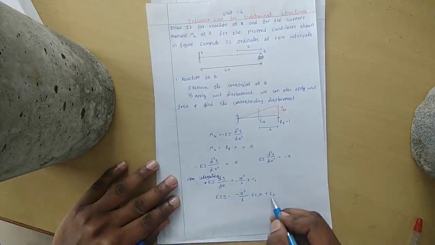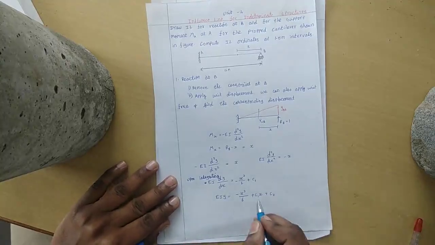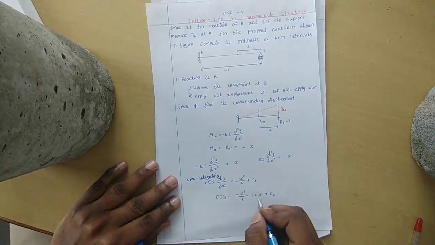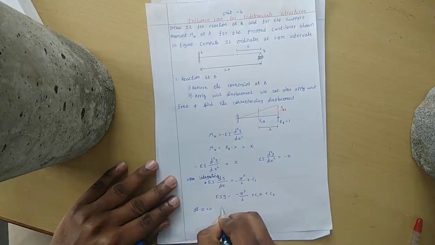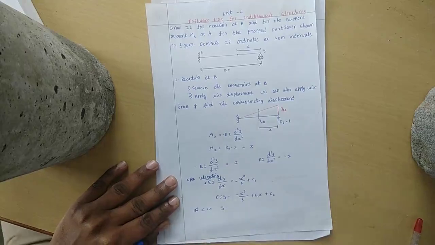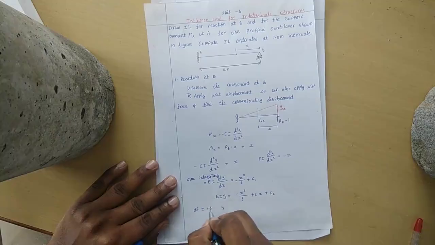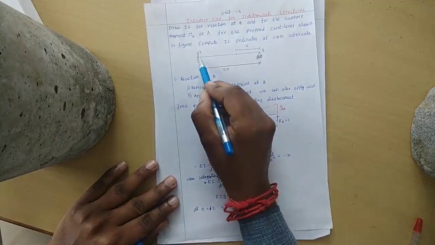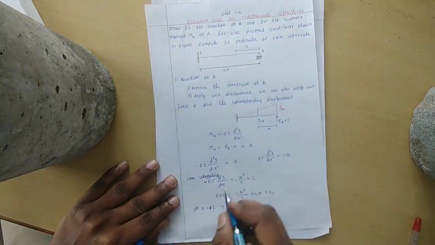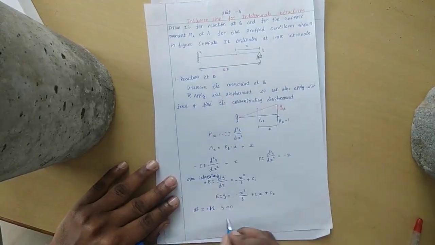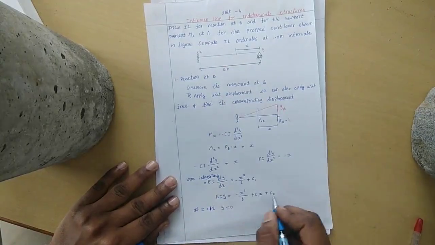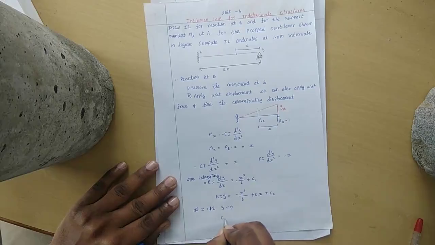C1 and C2 are constants, so we need to find their values. To find C1 and C2, at x equal to 12, at this point, the value of y will be 0, because there will be no deflection at the fixed end. If I substitute here, then the value will be C2 equal to 0.